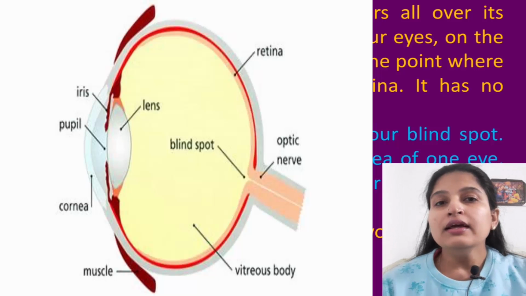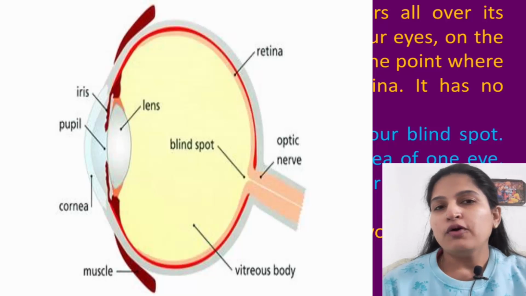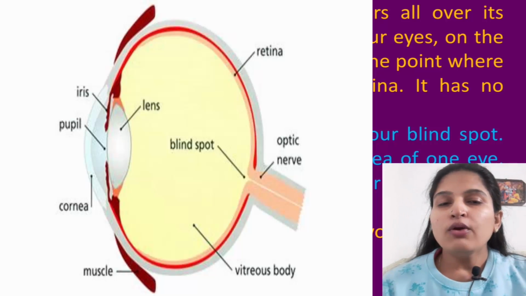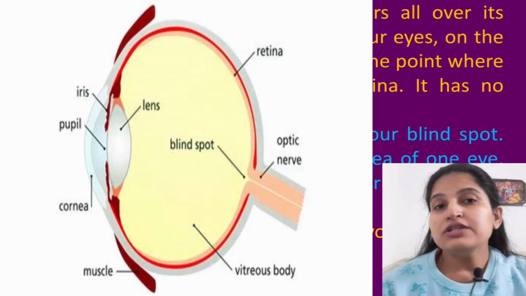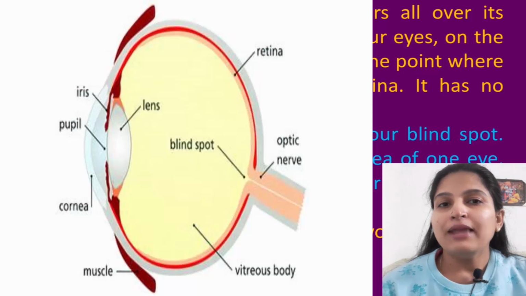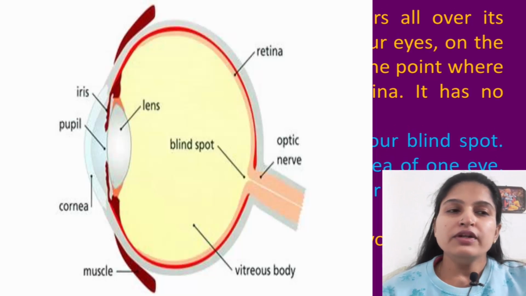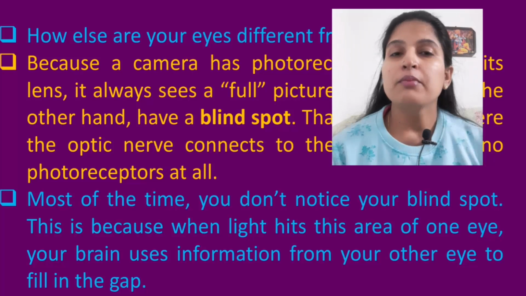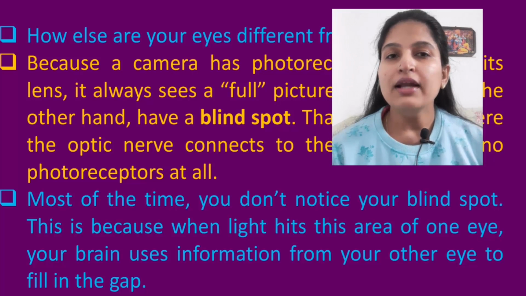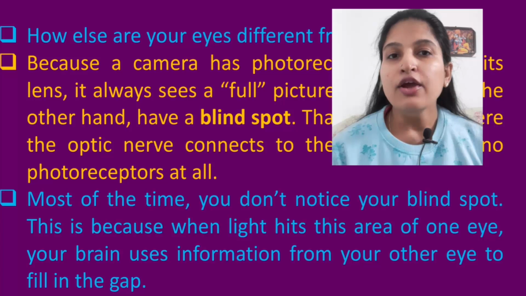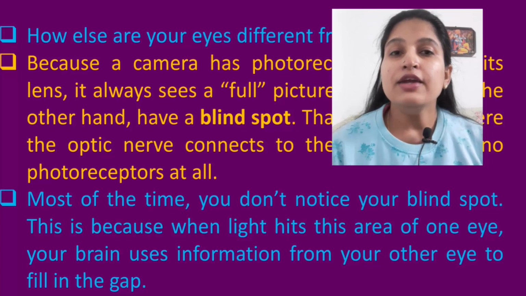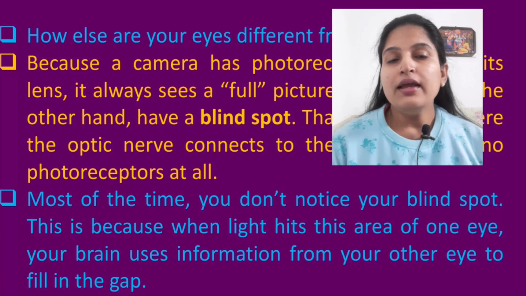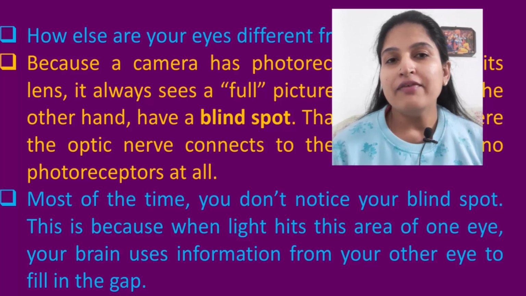That is why the image formed at this spot, that is the blind spot, we are not able to process this image. So we don't see anything of which the image is formed at this blind spot. Most of the time you don't notice your blind spot because we have two eyes. If one eye is unable to see a thing, we compensate for it by seeing it through the other eye. So we really don't notice if we have a blind spot.